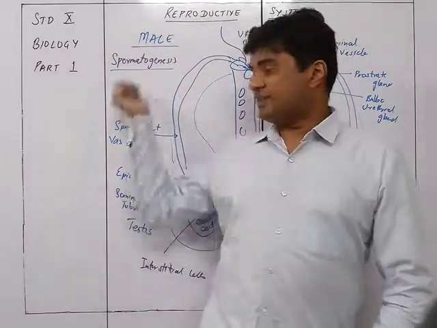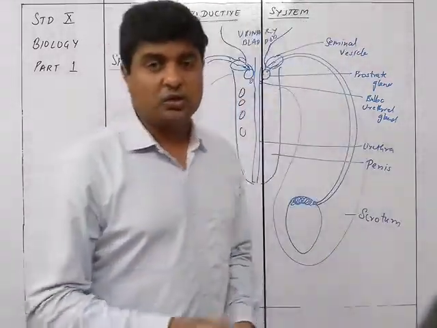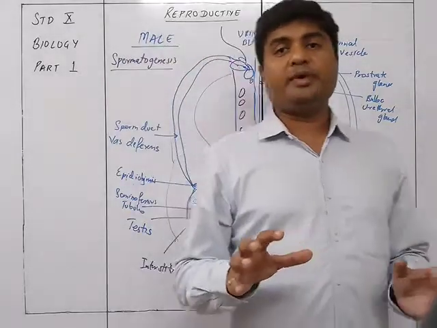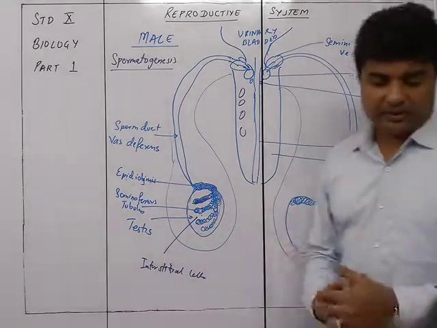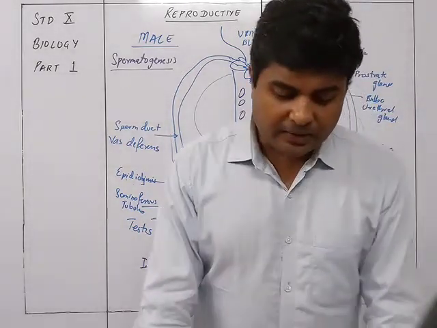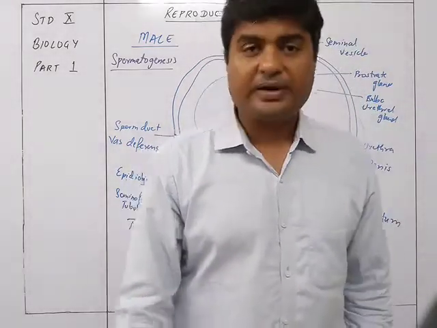Then it goes to the vas deferens, and from there it goes to the urethra. So this is how the sperm is going to travel right from the seminiferous tubules to the urethra. So this was about the male part. In the next video, we'll take up the female part.